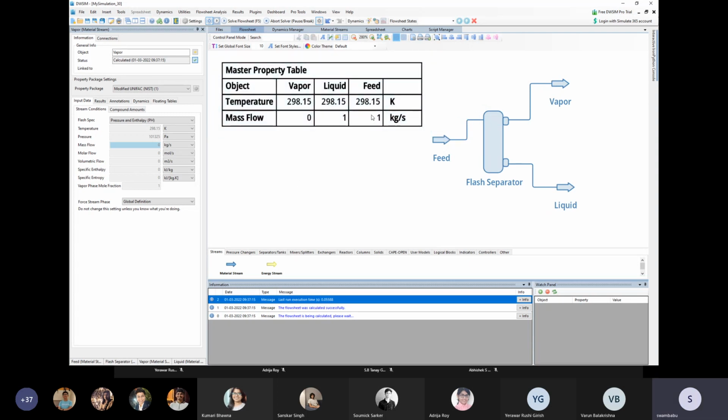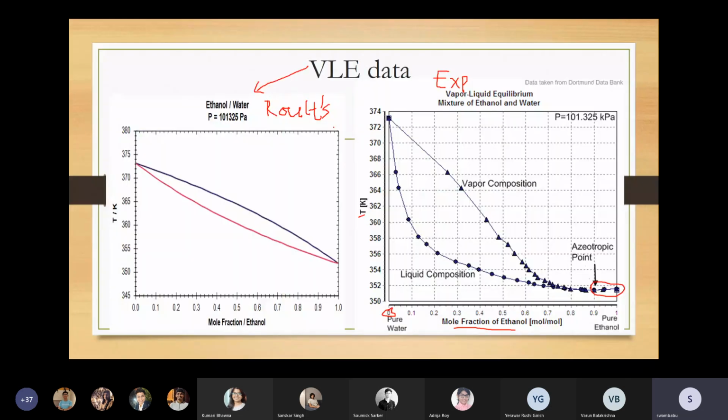Now we can see the feed is 1 kg per second, the liquid is 1 kg per second, and the vapor is 0. Now I want to change the feed temperature. Let's say I change the feed temperature to 310 Kelvin. Now we solve the flow sheet, and the boiling point temperature of ethanol, as I showed you, is close to 351.